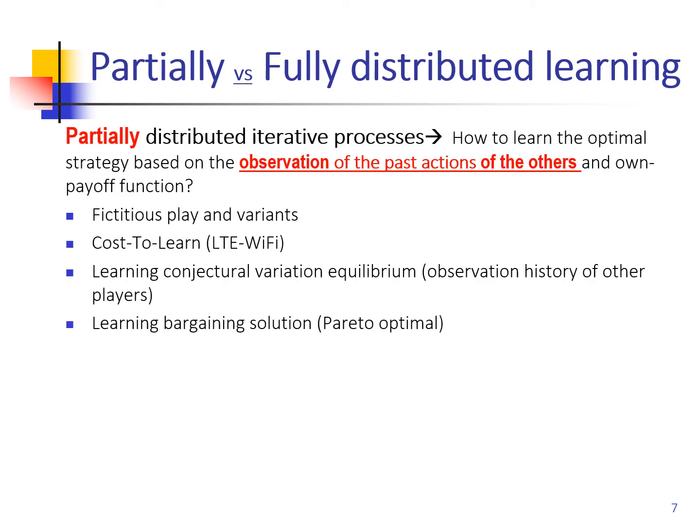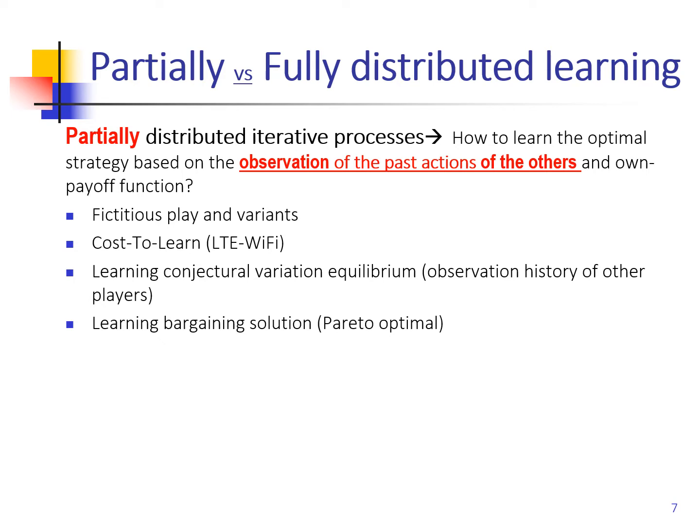All right, so let us now understand what we mean by partially versus fully distributed learning. In the partially distributed learning setting here, we want to learn optimal strategies based on observations of the past actions of other agents. Okay, so you have an agent. Of course, he can observe his own payoff because that depends on the action he takes, but he can also observe the actions of other agents, but previous ones. So kind of historical information that the agent gets access to.